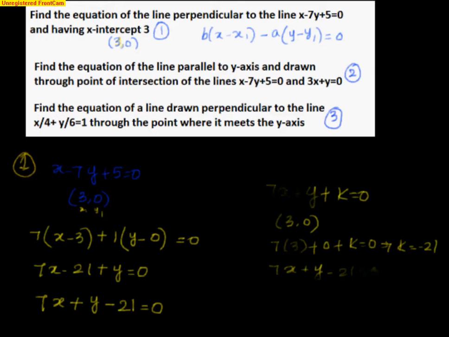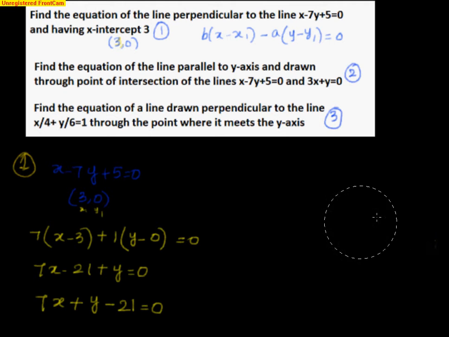Okay. Now let's look at the second one. Second one, find the equation of a line parallel to y-axis, that means it will be of the form x equal to k, and drawn through the point of intersection of this, that means this will give me a point and I know slope equal to 0. Simple, right? I'll be able to find it out.